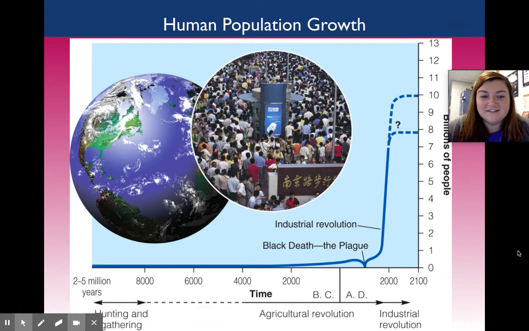Looking at the globe as a whole, if you go back 2 to 5 million years, you can see that there were not very many humans. This is based on billions of people. If you look over here to the right-hand side, time is listed at the bottom. So it goes all the way back to the hunting and gathering era, all the way up to the agricultural revolution, the Black Plague, which is so cool.